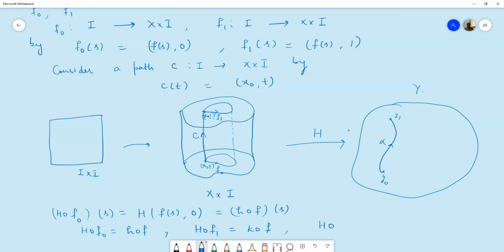And thirdly, H circle c. Now since c is a path given by c(t) equal to (x naught, t), what is H circle c? H circle c of t is H of (x naught, t). Now since H is a homotopy between h and k, H of (x naught, t) is basically alpha t, because in the statement of this lemma we have assumed that alpha is the path given by h of x naught t. So H circle c is alpha.